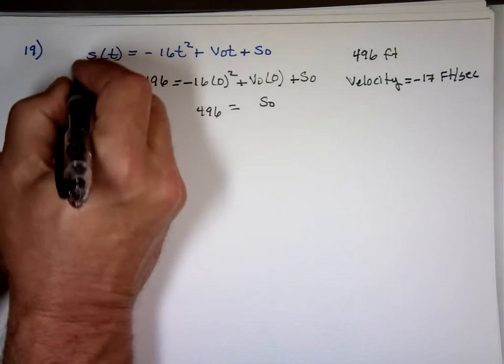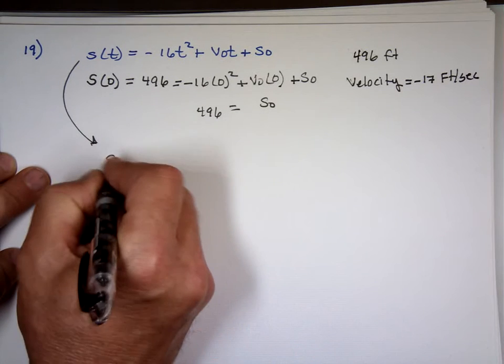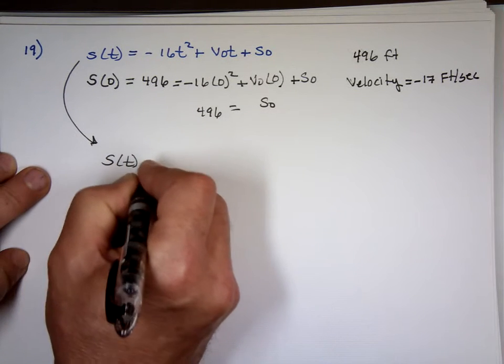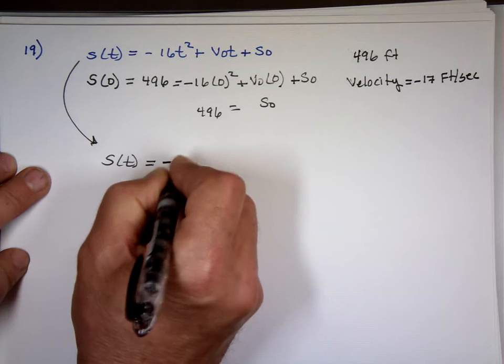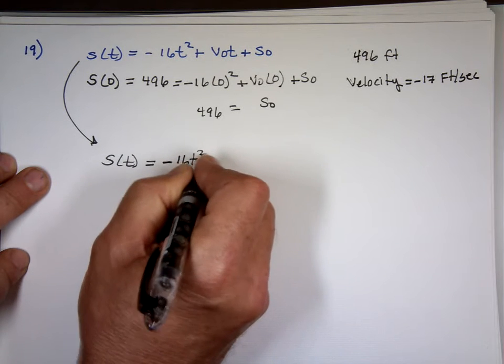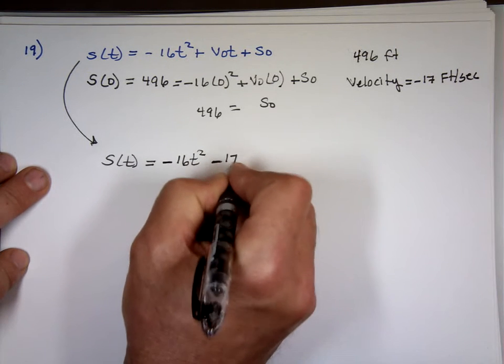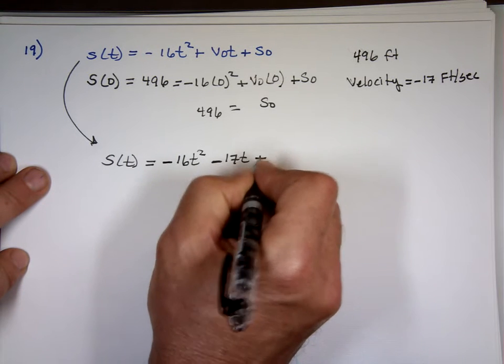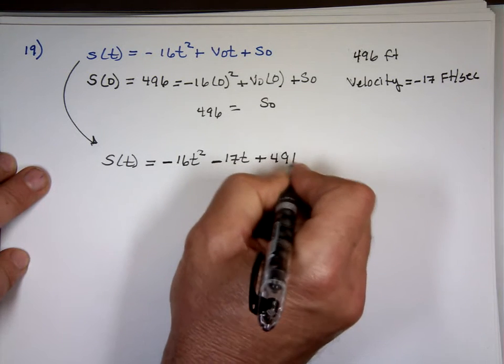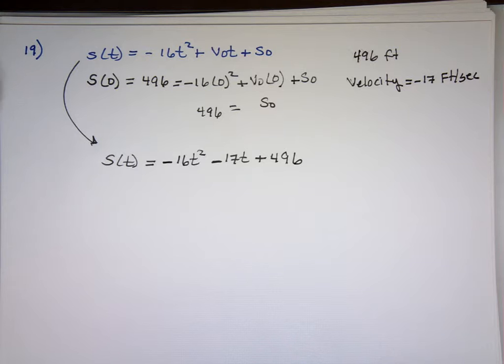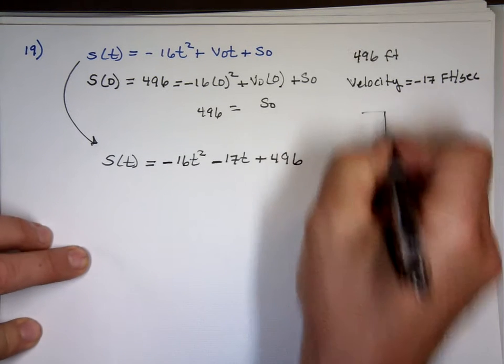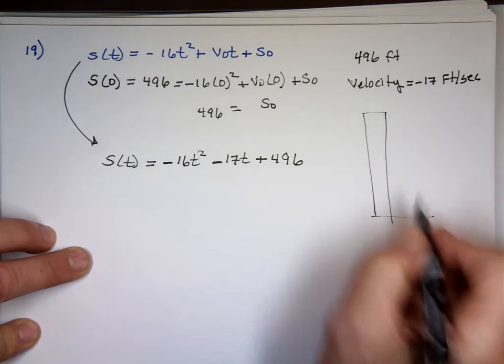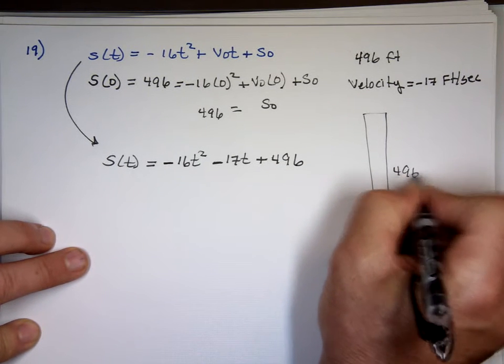So this equation becomes s of t equals negative 16t squared minus 17t plus 496. That's the equation that describes that particular story. Somebody on top of a building. The building has a height of 496 feet.